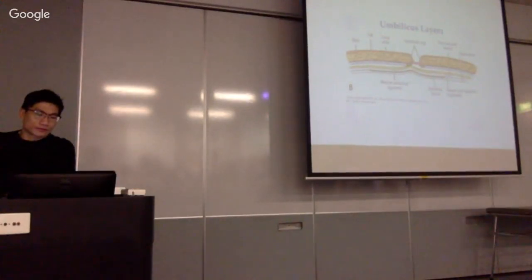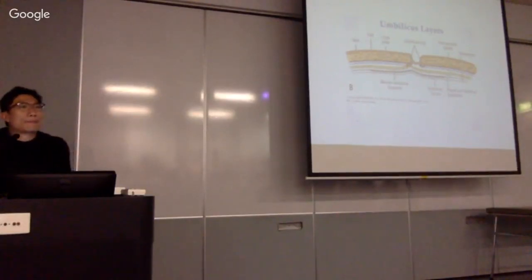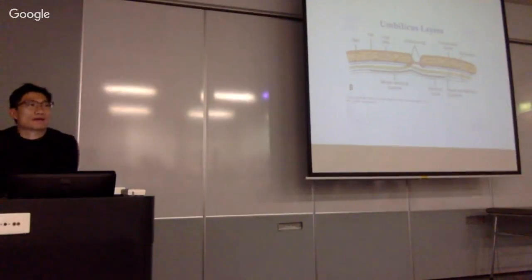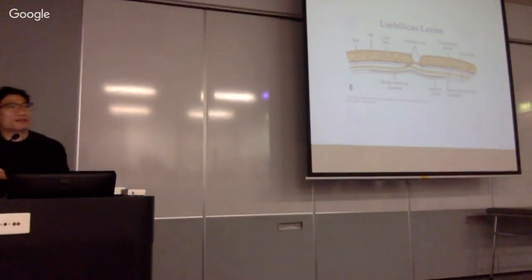Do you know what sits between the linea alba, or sits between this layer here? What sits here? It's missing in the diagram. Do you know how thick the calcified ligament can be?